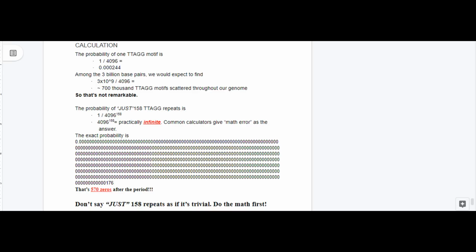The chance of finding that by chance alone is 1 in 4,096 raised to the 158th power. The common calculator cannot handle such numbers. The exact probability contains 570 zeros. That's not considering the fact that telomeric motifs suddenly become the inverse complementary version, which is exactly what we would expect from a fusion event. And the odds don't get much better even if we take the degeneracy of the repeats into account.